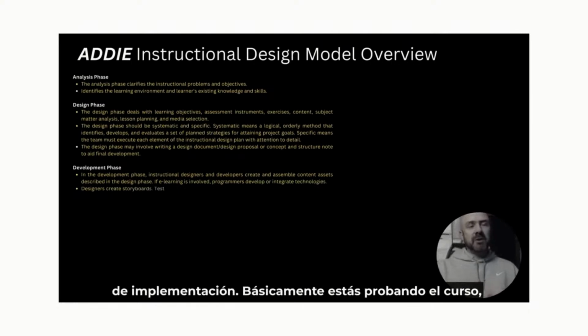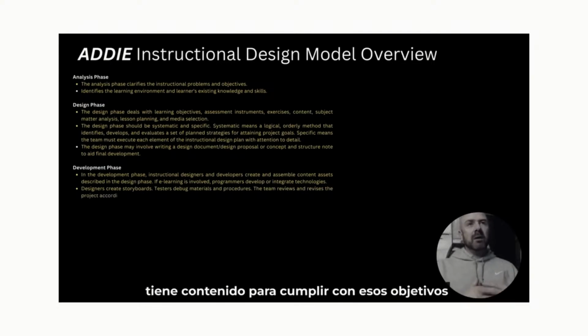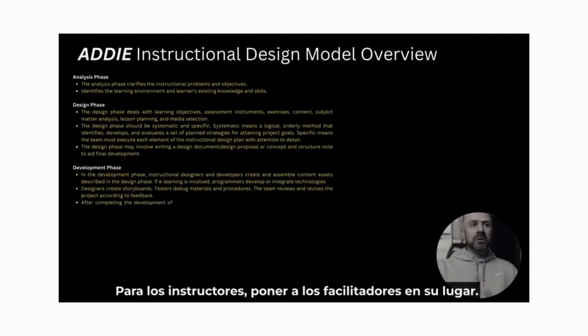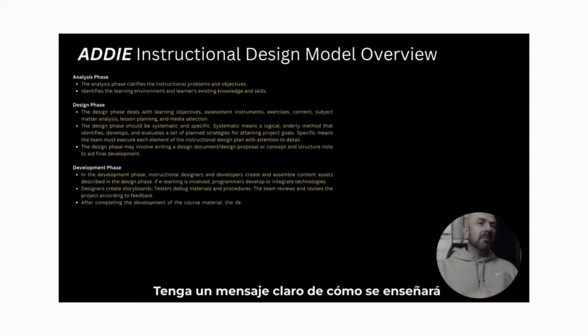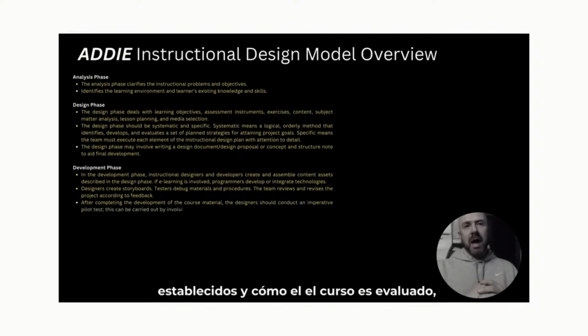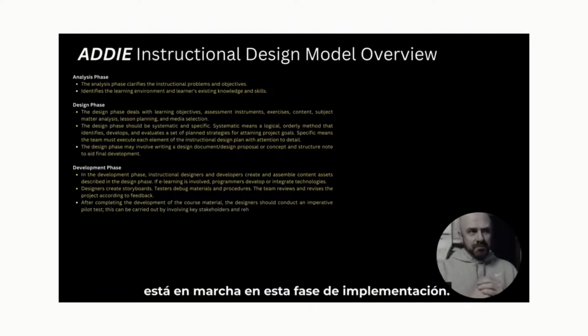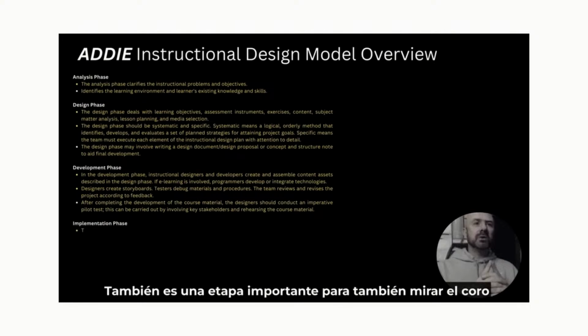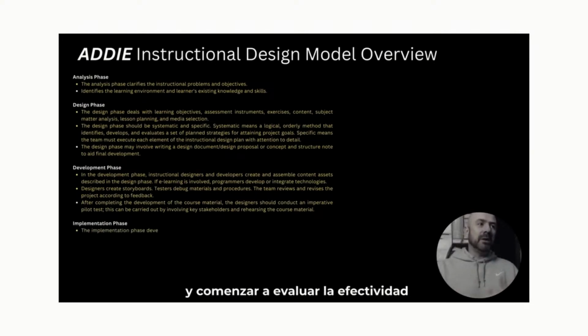At the implementation phase, you're basically testing the course. You have a course developed, you've put it in place, you have instructional objectives, you have content to meet those instructional objectives, and a guide for instructors to put those into place. Facilitators have a clear message of how the content is to be taught, the delivery, there are delivery methods that are clearly laid out, and how the course is assessed is in place. At this phase of implementation, it's also an important stage to also look at the course and begin to evaluate the effectiveness of the pieces in place.